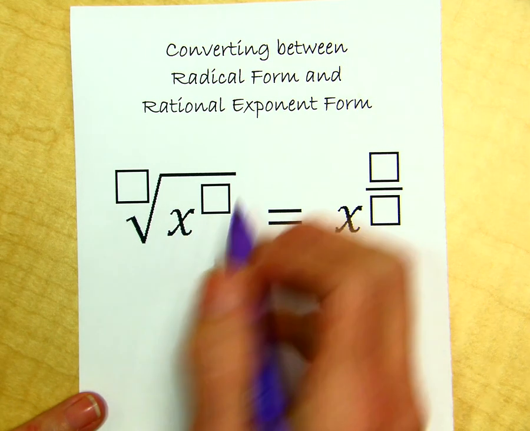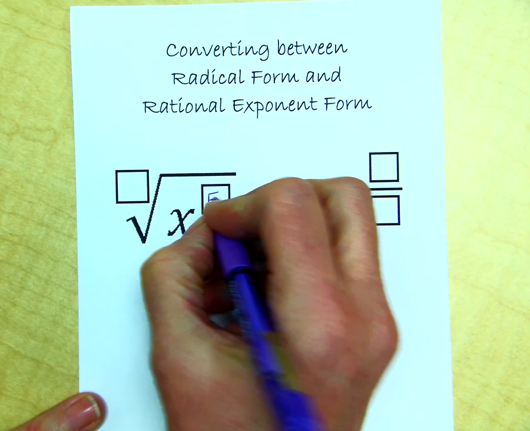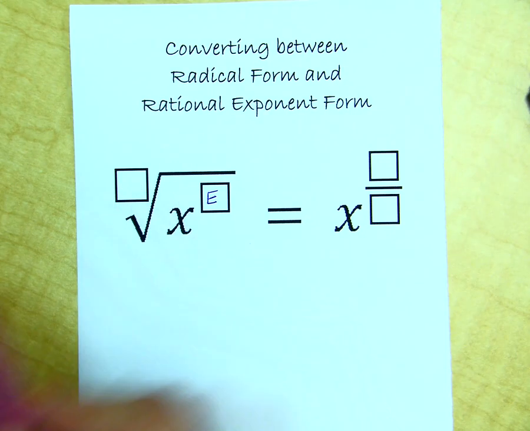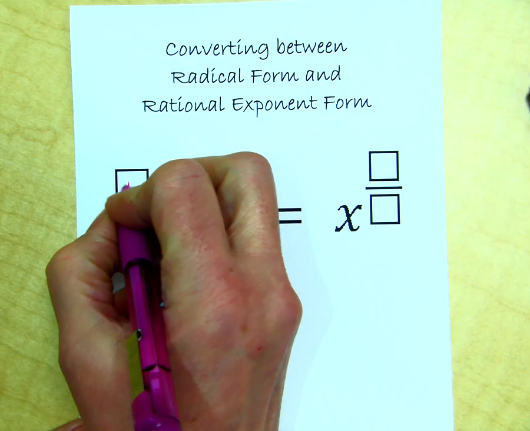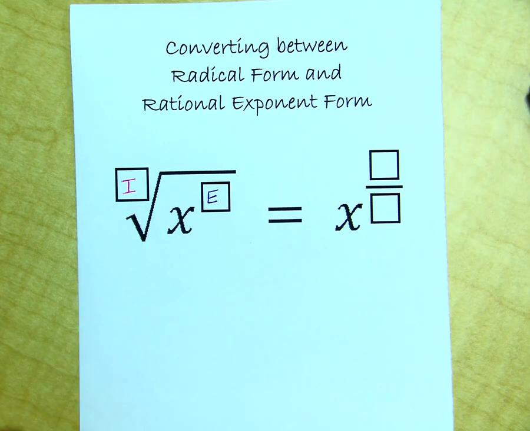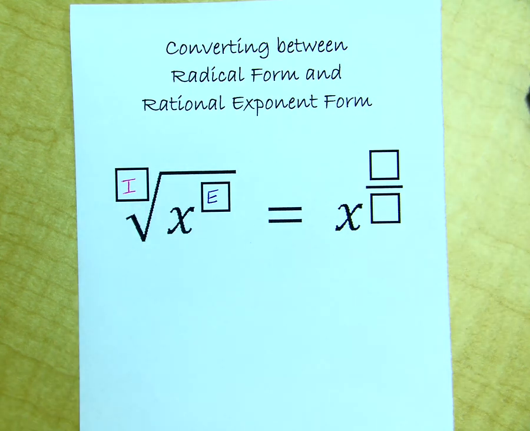First off, here we have x being raised to an exponent, so I'm going to put a big E here for exponent. And right here, what we have is what we call an index. Typically, there is nothing there because we are dealing with square roots. But if you want a cube root, then the index would be a 3. If you want a fourth root, your index would be a 4, and so on and so on.